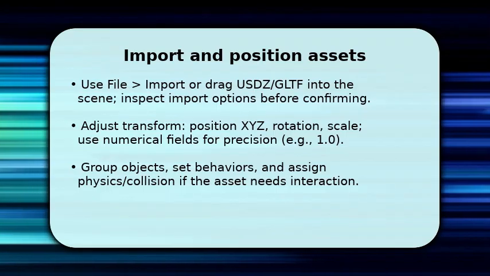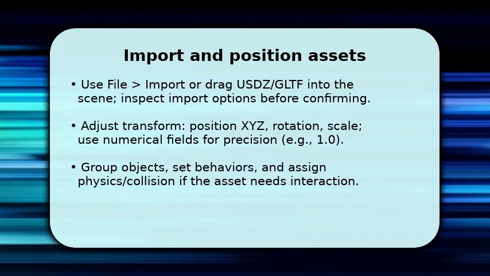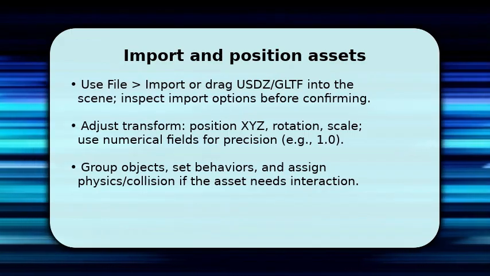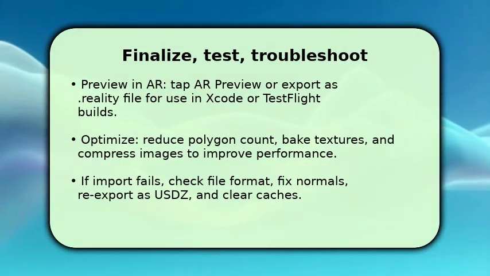Once imported, select the model and set position, rotation, and scale using both gizmos and numeric fields so placement is exact. Then group related parts, add behaviors like animations or triggers, and enable physics or collision if interaction is required. Finish by testing your scene in AR and exporting the final asset package.